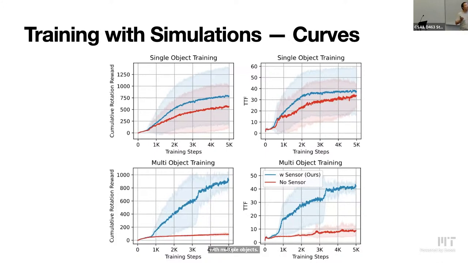It's not XYZ multiple. Access is actually saying you train and test with multiple objects versus train and test on a single object. Yeah. Okay.